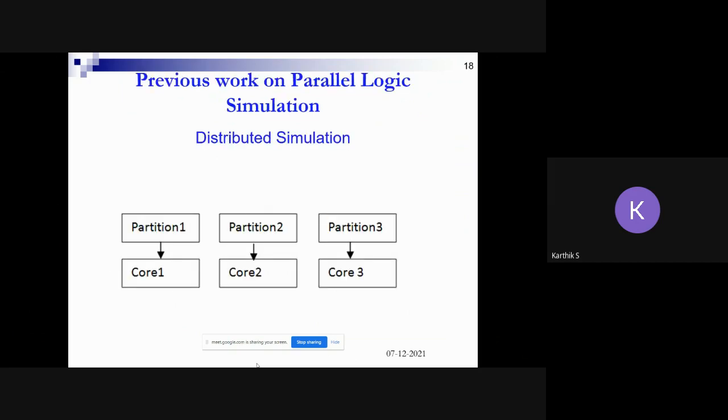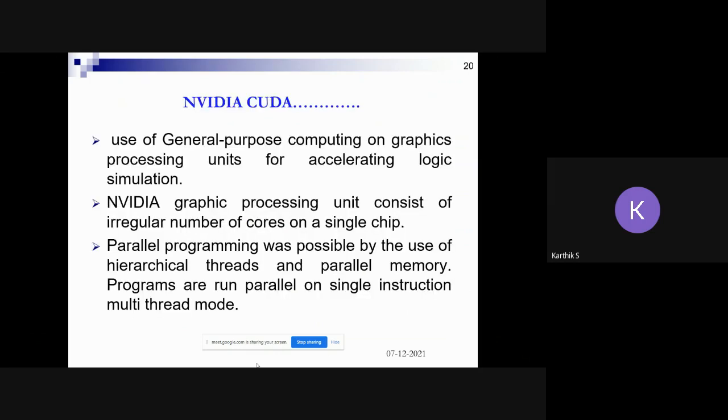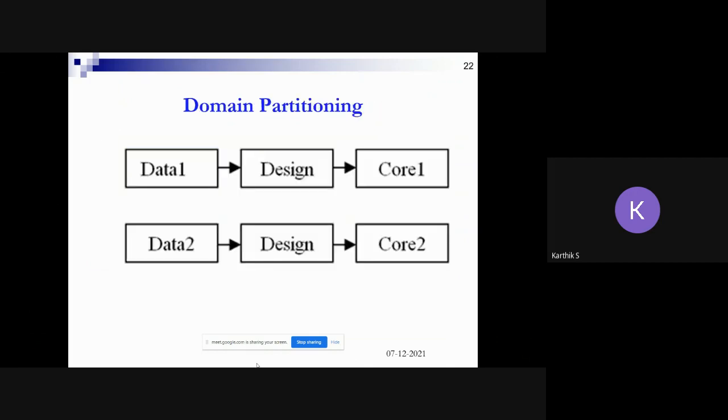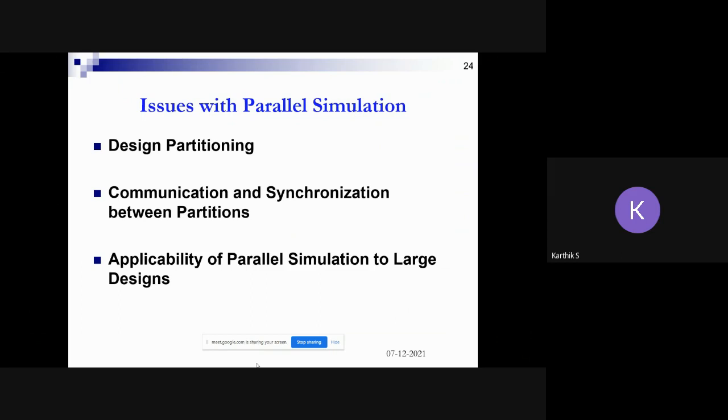So these are the various previous techniques used for simulation: distributed simulation, simulation which uses parameter library, and simulation which uses boards like the NVIDIA CUDA processor, and domain partitioning, functional partitioning. And the issues with those particular techniques are with respect to design partitioning, and with respect to the communication and synchronization between the partitions, and also the application of parallel simulation on larger designs.